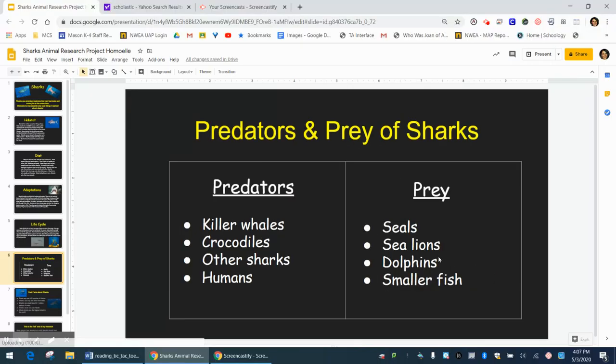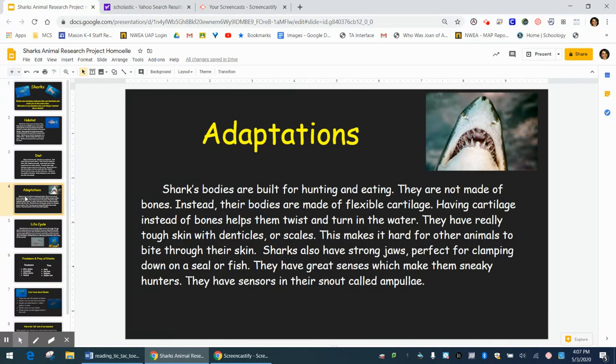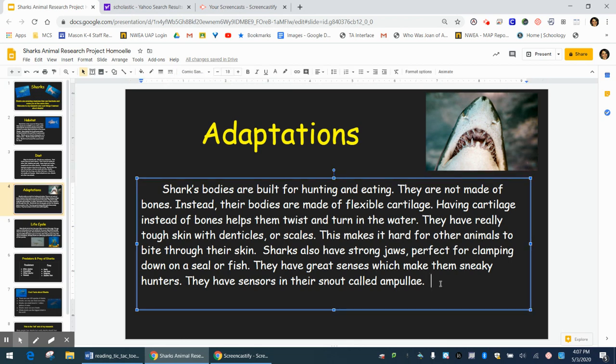So I also need to have a closing sentence here about their adaptations. So I'm going to say they have many adaptations that make them fierce predators. So instead of using the word hunting again, I decided I know that something that hunts another animal is called a predator, and a shark is the largest predator in the ocean. So I ended my paragraph with a closing sentence that wraps that all up.